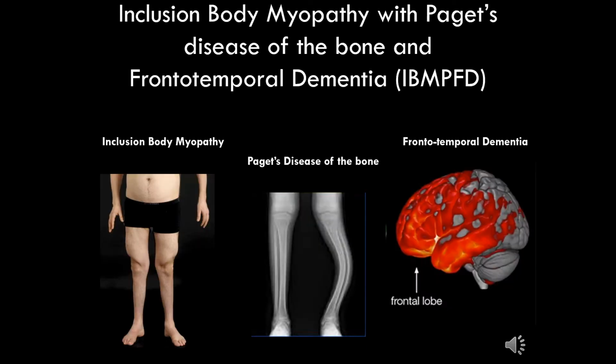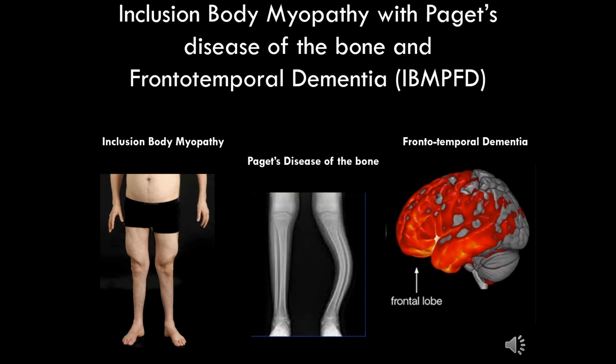IBM-PFD stands for inclusion body myopathy with Paget's disease of the bone and frontal temporal dementia. IBM-PFD is an autosomal dominant progressive disorder that occurs around midlife, roughly 42 years old. This disorder varies in its pathology and clinical penetrance between patients. If we break down IBM-PFD, we have three different types of symptoms.